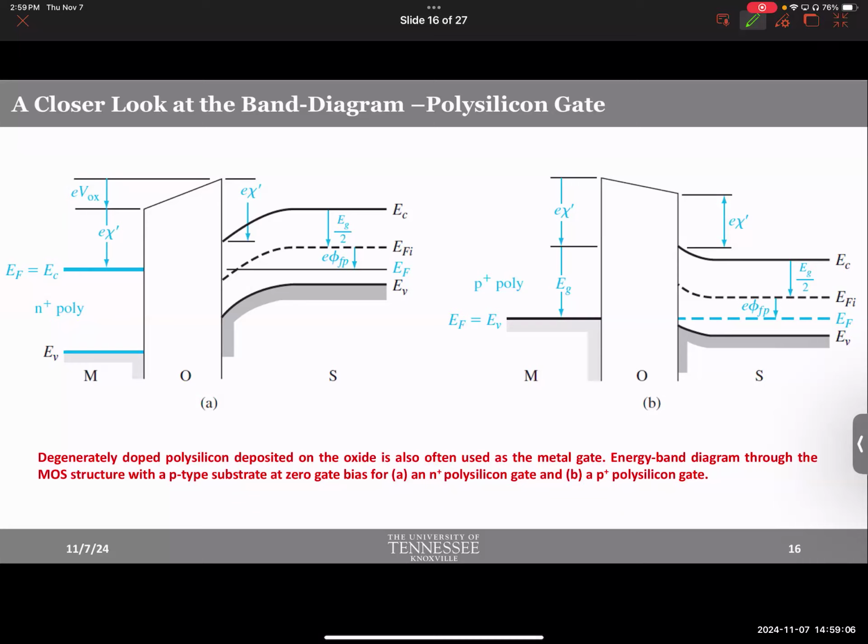By the way, what is polysilicon? Polysilicon is basically silicon, but heavily doped silicon. So polysilicon gate is basically N plus or P plus. Notice this, N plus poly or P plus poly. It's basically silicon, but it's heavily doped. So when you heavily dope a semiconductor, it almost becomes like a metal. It's heavily conductive. So instead of a metal, you could use silicon, a semiconductor.